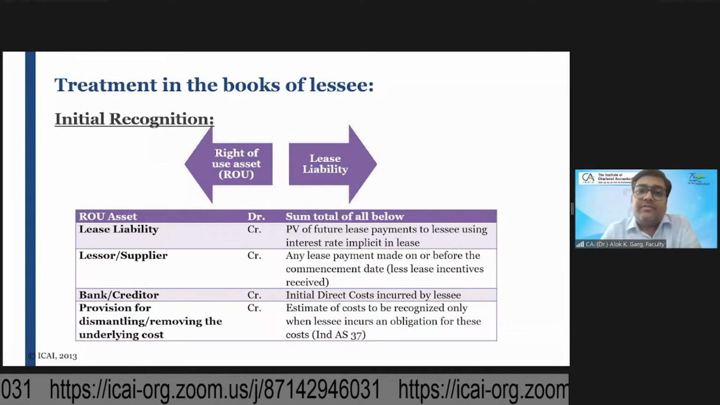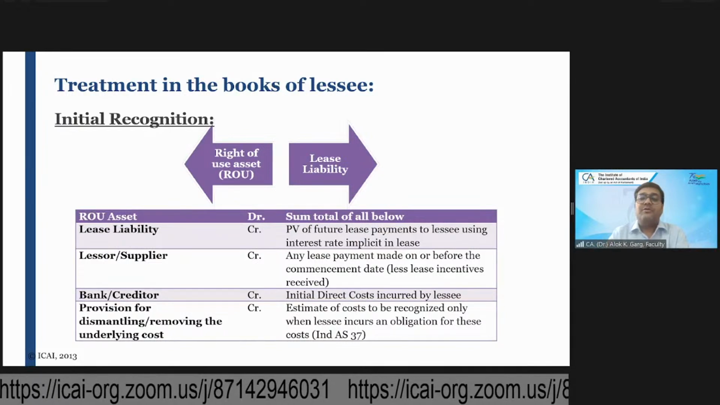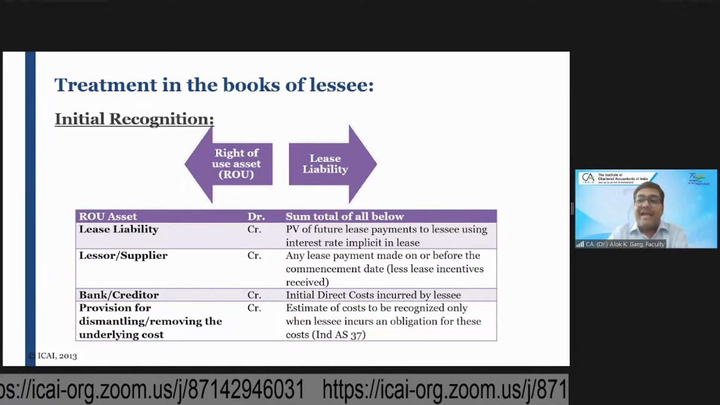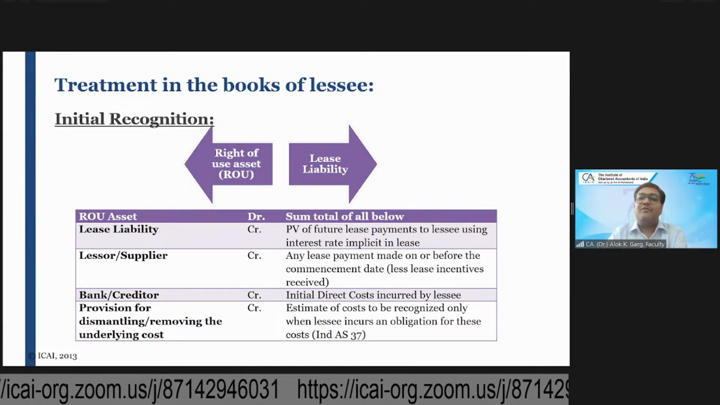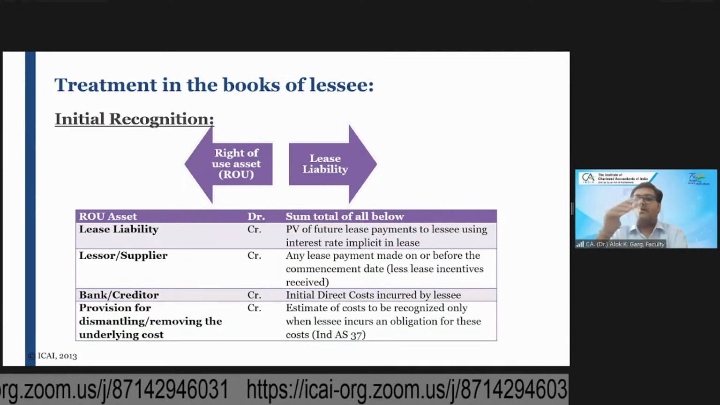Now, treatment in the books of initial recognition. Now we have come to initial recognition and measurement of right of use asset and lease liability in the books of the lessee. Correct?